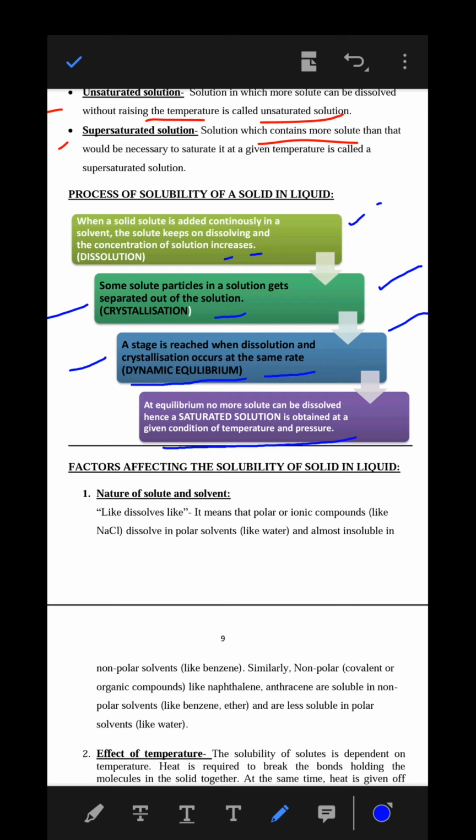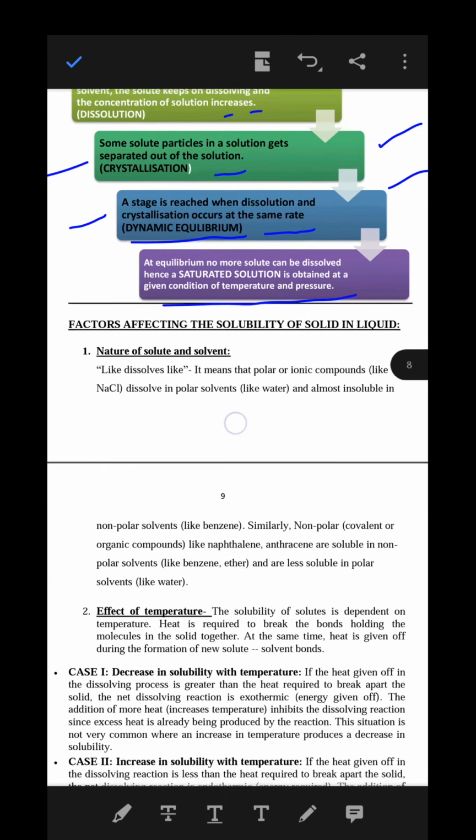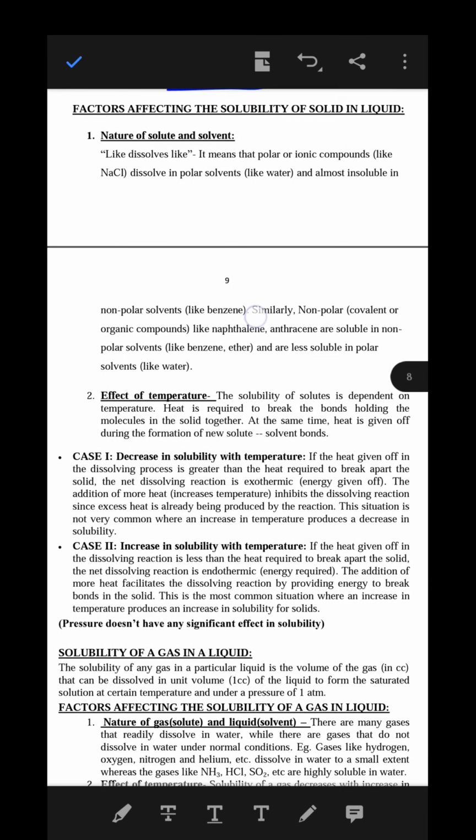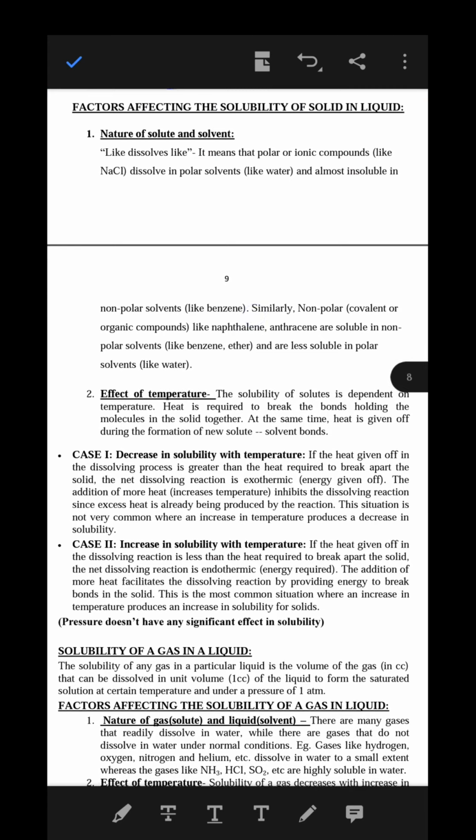After that we have to talk about the factors which affect the solubility of a solid in a liquid. As I said earlier, solubility depends on the nature of solute and solvent, then on the temperature, and it also has an effect on pressure. First we discuss the nature of solute and solvent.